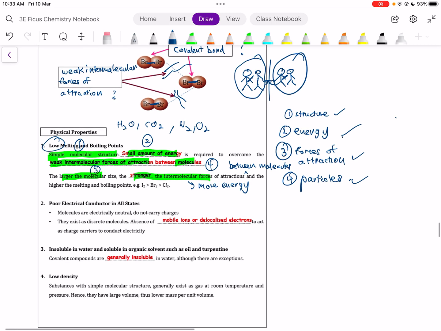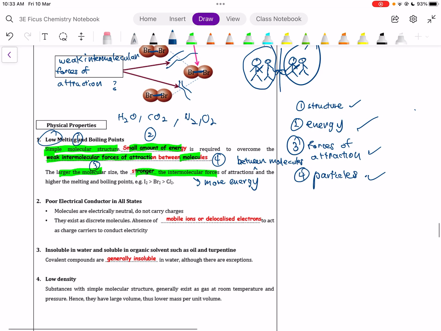Then for electrical conductivity, for this case it is basically a poor conductor in all states, because molecules are electrically neutral. They are discrete molecules, so there's an absence of mobile ions or delocalized electrons to act as mobile charge carriers to conduct electricity. So they don't conduct because there are no mobile ions or delocalized electrons to conduct electricity.